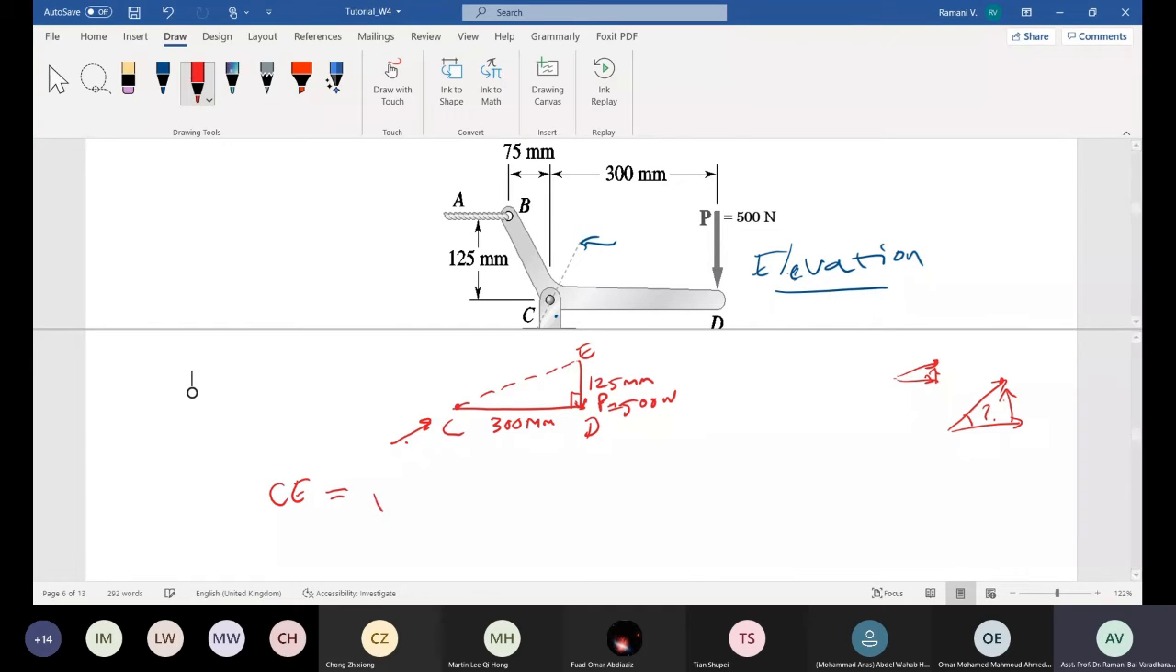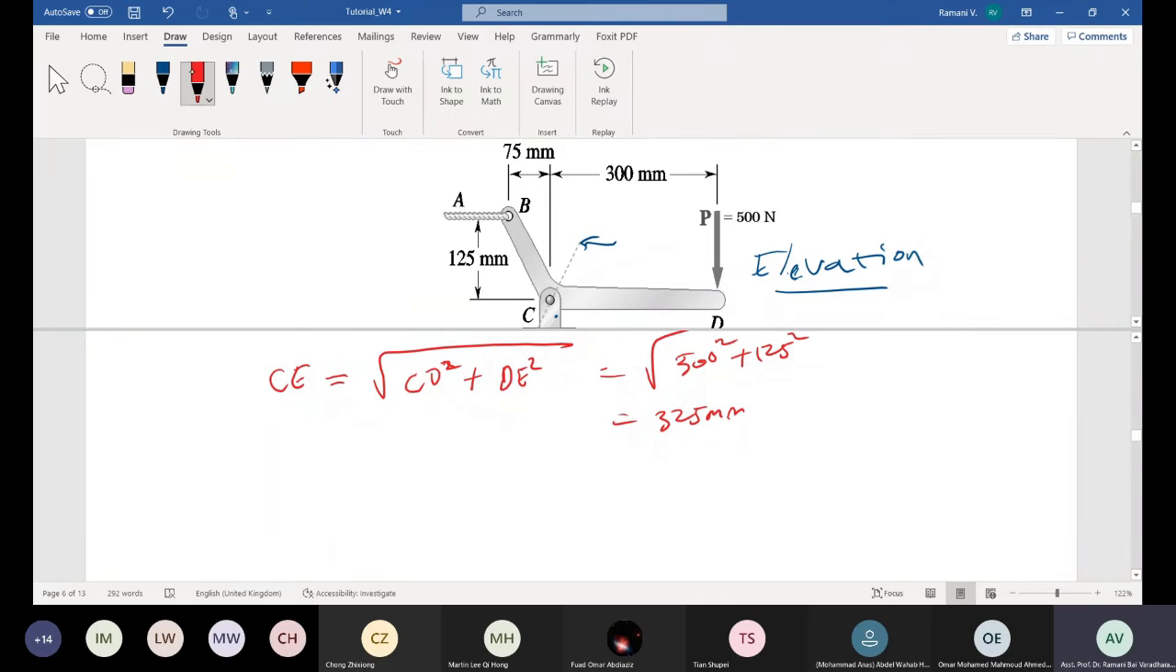How much is CE? By applying Pythagoras theorem, it is CD square plus DE square, right? So find out the answer quickly. Substitute the values and find out the answer, right? 125, 125. You can work along with me. The answer will be 325 mm. You can check the answer, right? Because arithmetic, please manage, because I need to do another calculation also. Right, we have done this part.